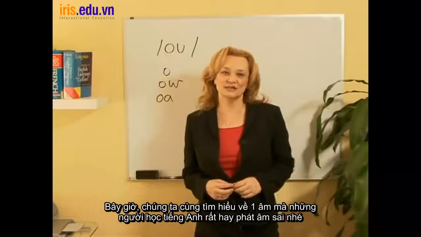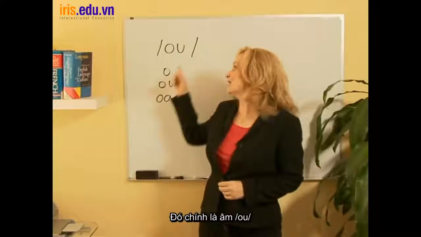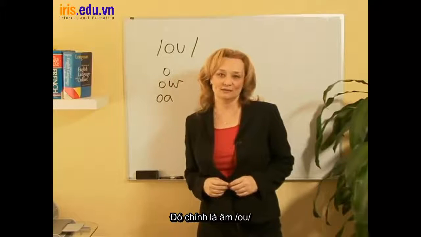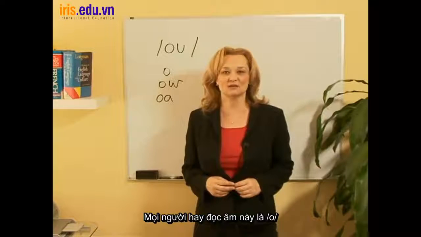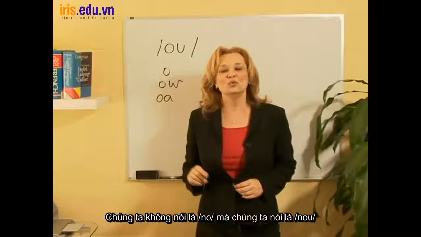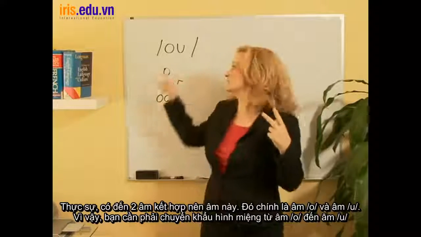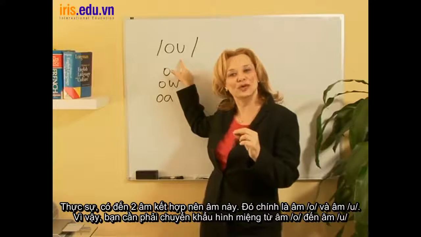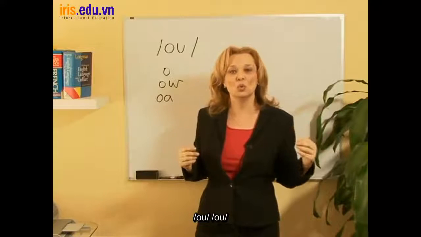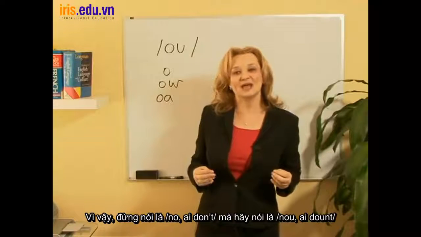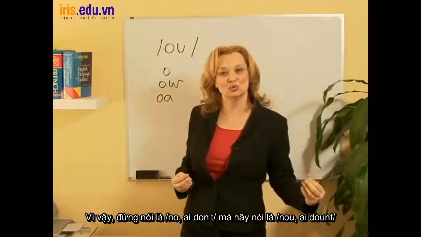Let's look at another sound now that learners of English sometimes pronounce incorrectly, and that's the O sound. Repeat after me, O. People wrongly pronounce this sound as O. We don't say no, we say no. So it's actually two sounds, it's O and U together. So you have to move your mouth from O to U. So don't say, no, I don't. You need to say, no, I don't.